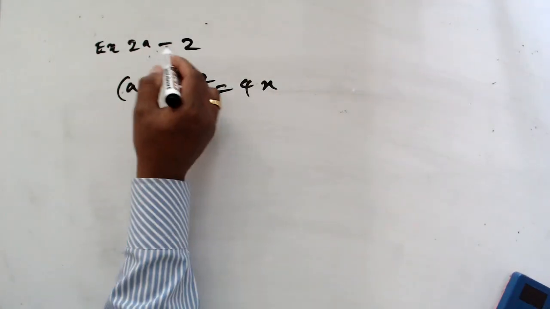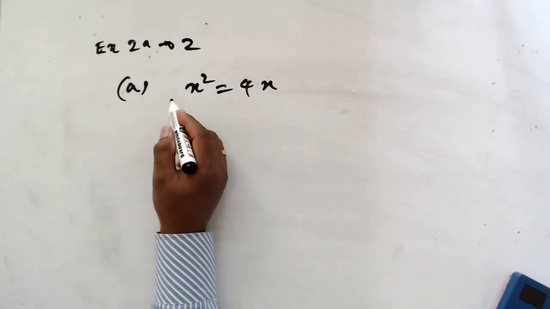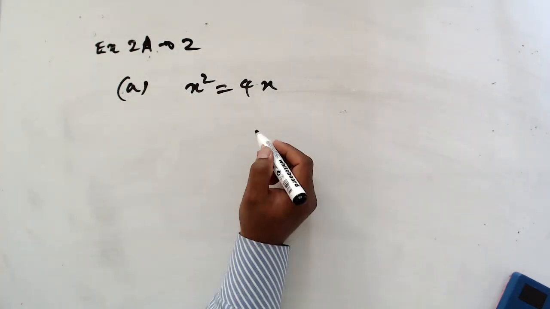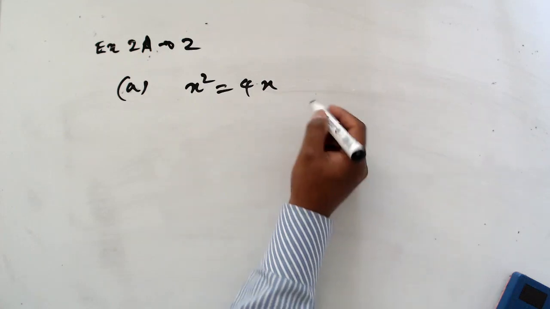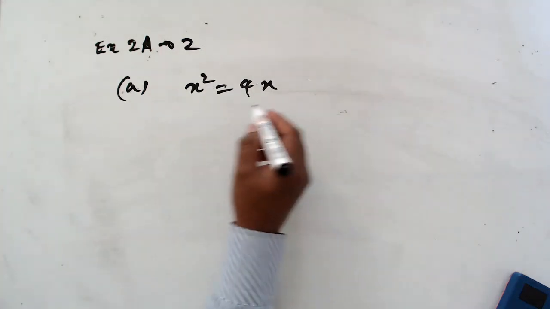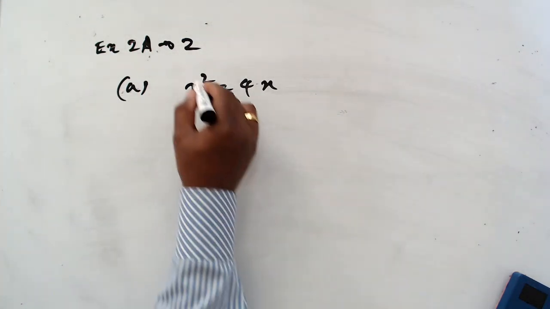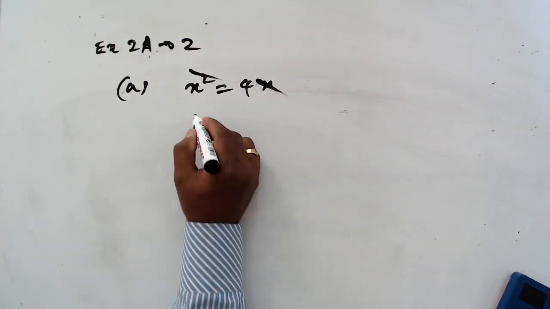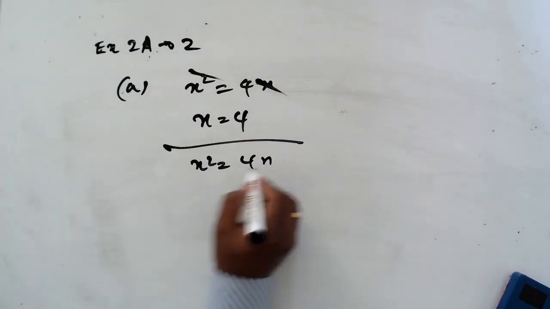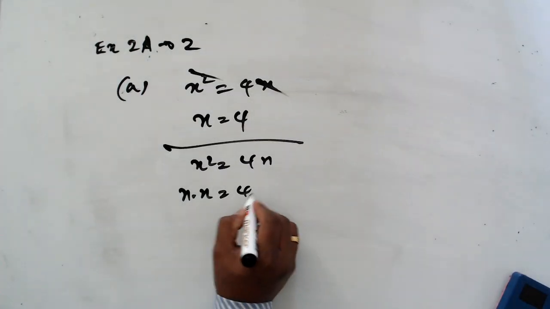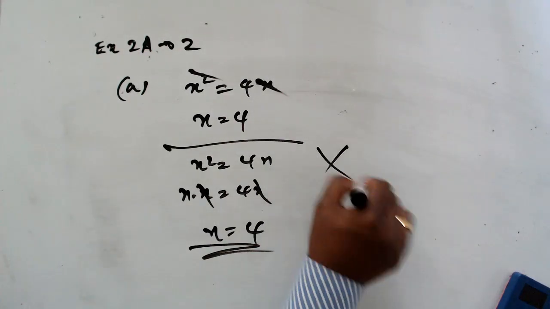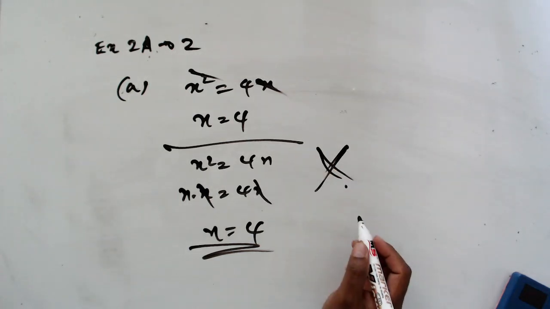Exercise 2a, question 2. Take part A. This is something you should know. I should remind you of this one. Some students will cancel like this, then the final answer is x equals 4. I will write x square equals 4x. Then x square means x times x equals 4x, so x equals 4. This is a wrong way of working this out.